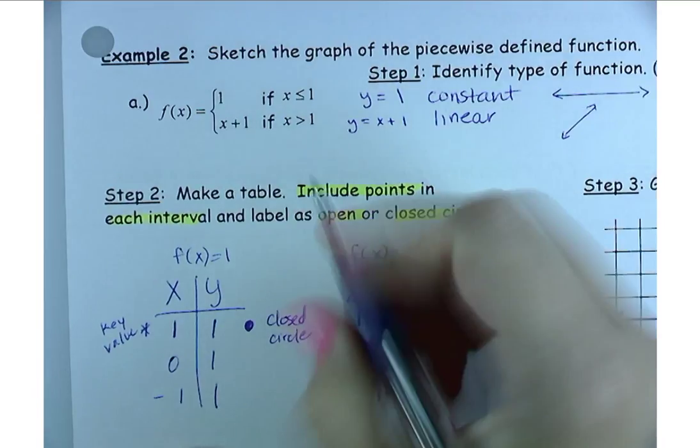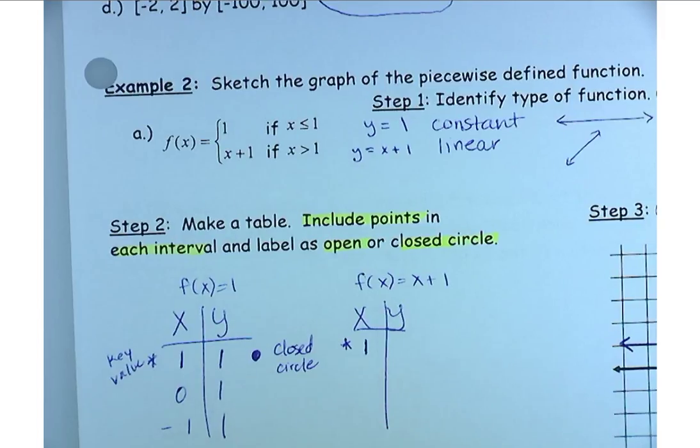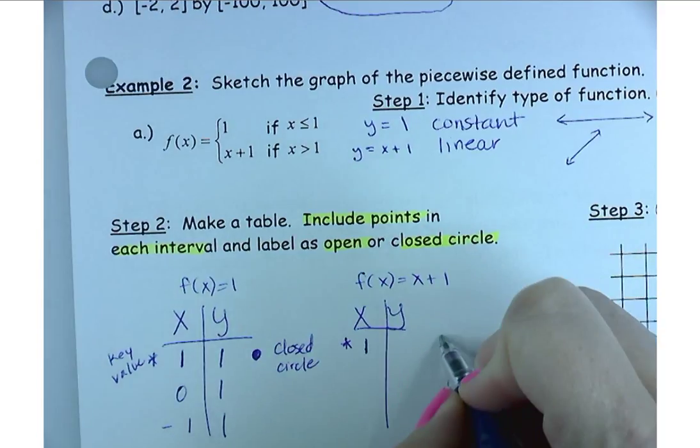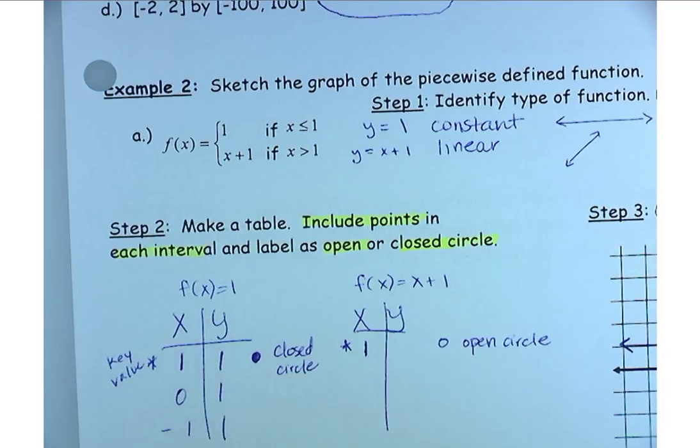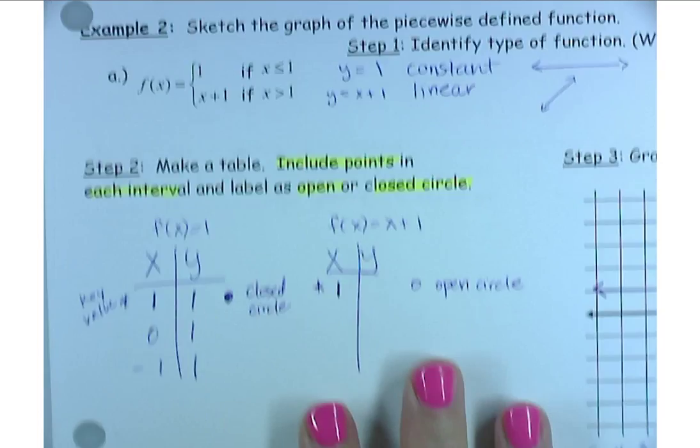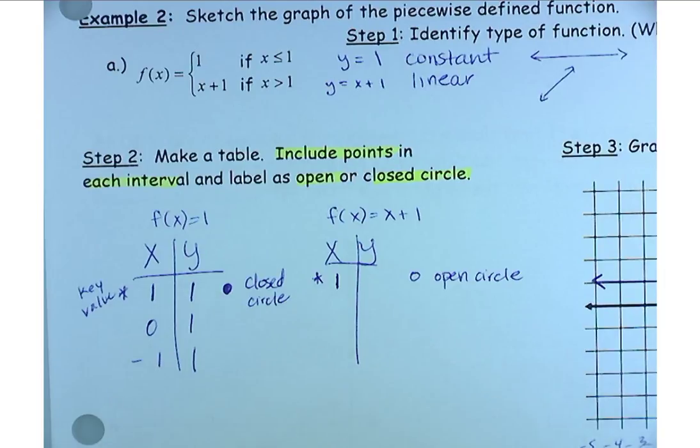And I'm going to put a little star because that's our key value. Now for 1, is that going to be an open circle or a closed circle? Open. So this is going to be an open circle. And let's talk about what some of you may be questioning. So we are going to plug in 1 into this equation, right? 1 plus 1 is going to be 2.